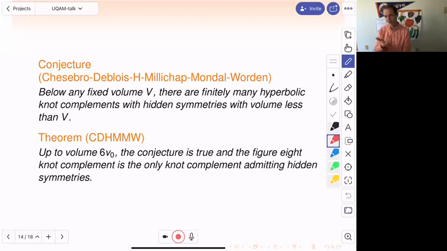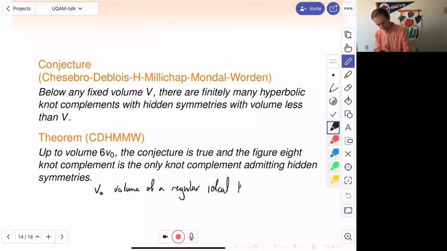In trying to understand what irregular covers look like, we're able to say that if the volume is less than 6 V naught, where V naught is the volume of a regular ideal tetrahedron, approximately 1.01 and change, so if the hyperbolic volume is less than 6, for instance, then we know that the previous conjecture holds.